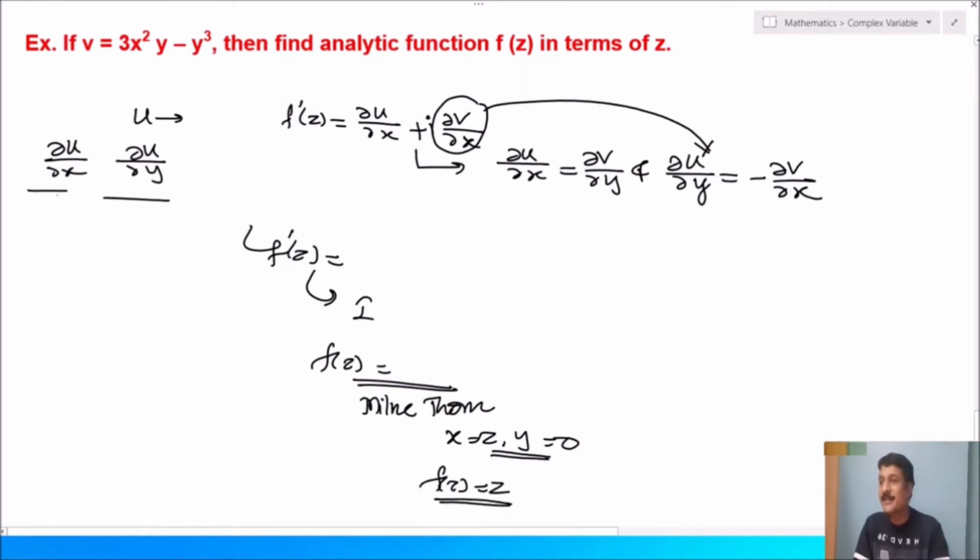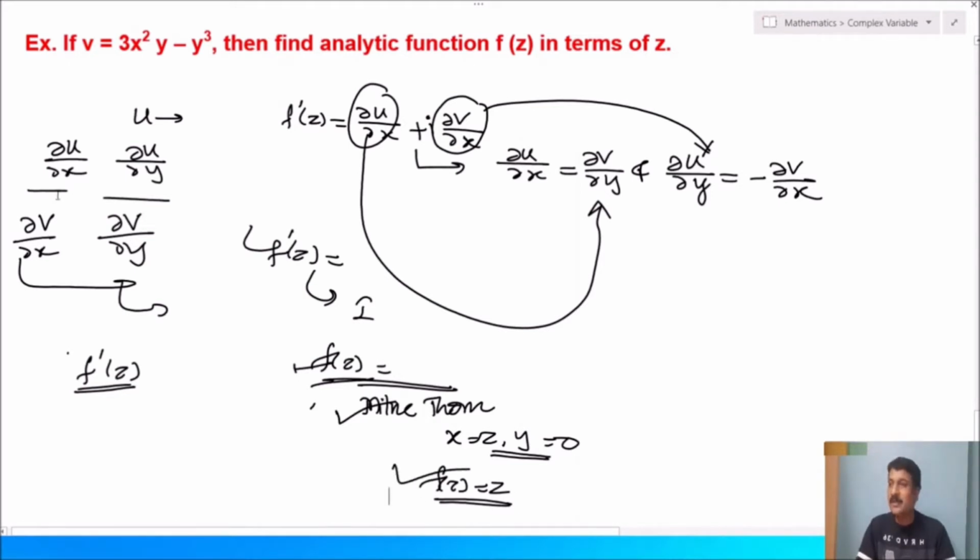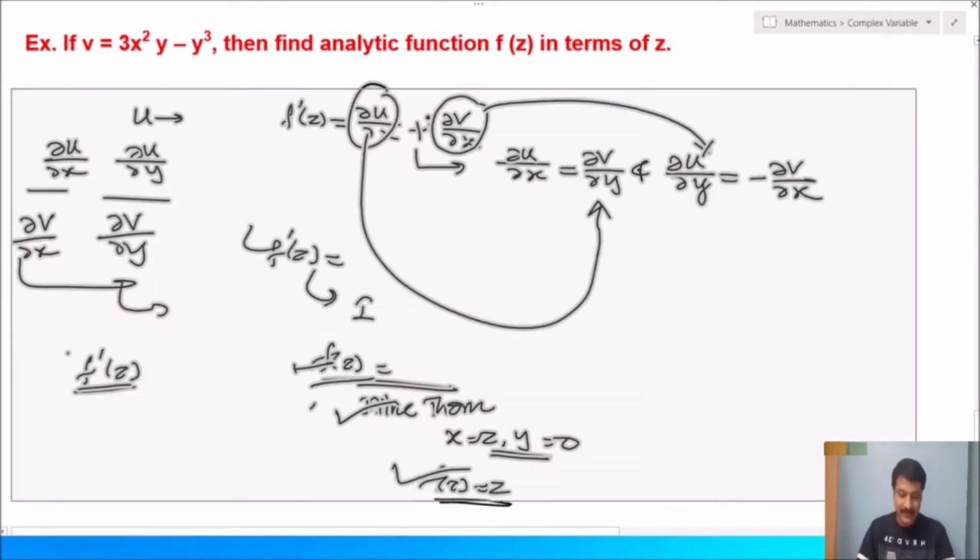Similarly, if v is given, then I will find dv by dx and dv by dy, and replace using the C.R. equations and then substitute these values. So we will get f dash of z and then integrate again. So we will get f of z, and by Milne-Thomson's method you will get f of z in terms of z. Here we will see how to solve it actually.